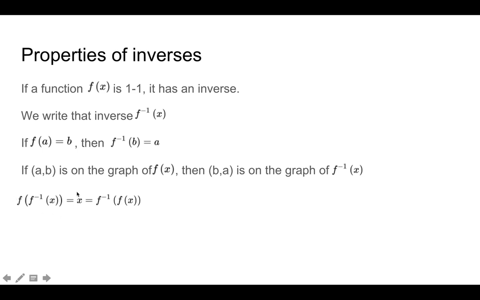If you compose a function and its inverse together, everything will completely cancel out, leaving only behind the identity function x. So f composed with its inverse is x, and this has to work both ways. You have to check both ways. F inverse of f of x should just cancel out and leave behind x.